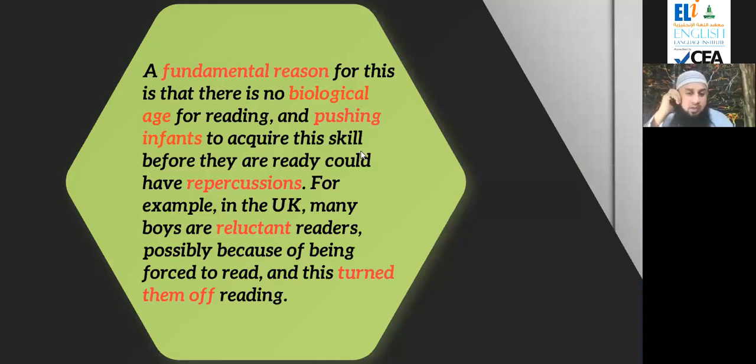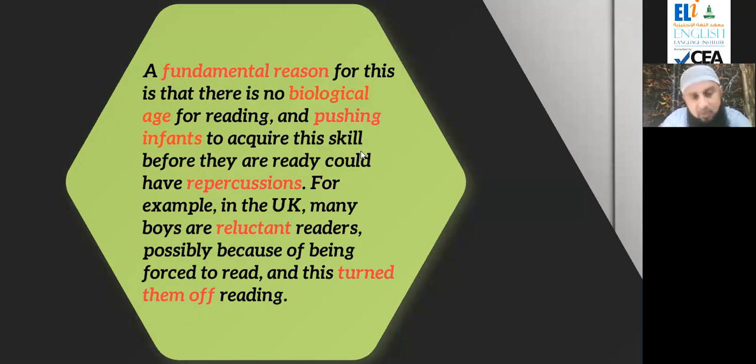See, this word is big, uncommon, very nice. This is what they want from you. For example, in the UK, many boys are reluctant readers. Reluctant, they don't want to read. The word reluctant is academic and uncommon, possibly because of being forced to read. And this turned them off, the phrasal verb. This is what academic vocabulary should look like.